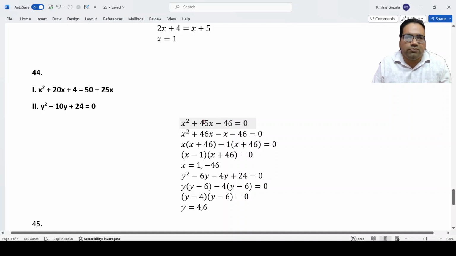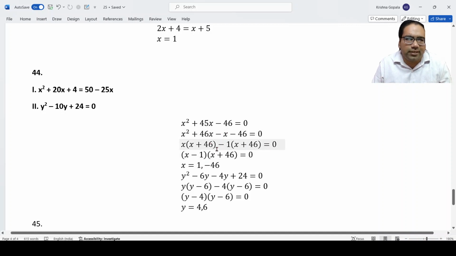So we have to divide 45 into two numbers so that the sum of those two is 45. 45 we can write as 46 minus 1. 46 plus minus 1, the sum is 45, that is fine. Now the product of these two numbers should be equal to minus 46. Plus 46 into minus 1 is minus 46. So 46 and minus 1 will solve the problem.